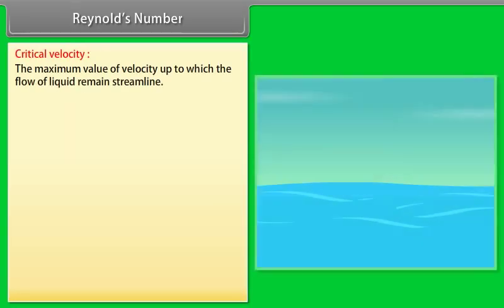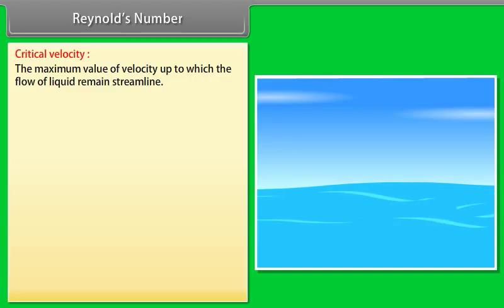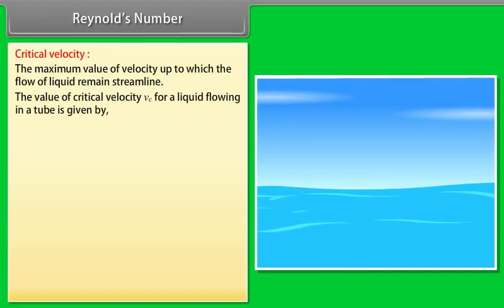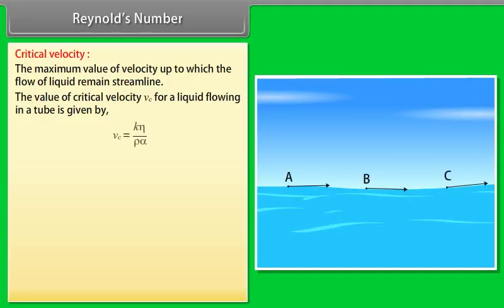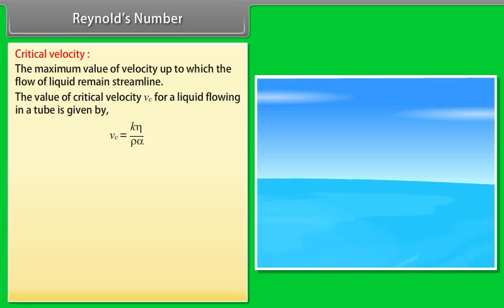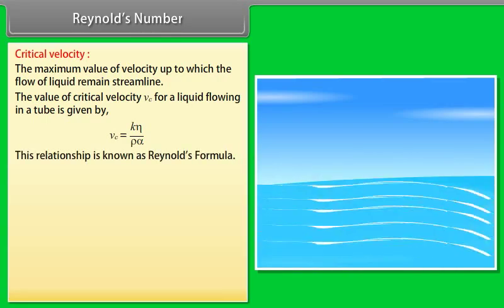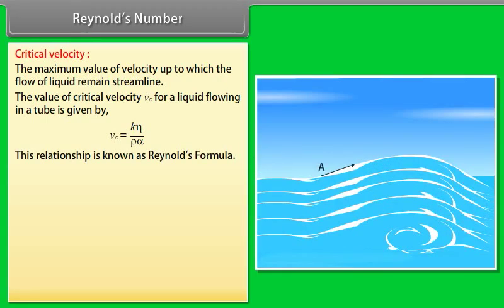Reynolds number. Critical velocity is the maximum value of velocity up to which the flow of liquid remains streamlined. The value of critical velocity Vc for a liquid flowing in a tube is equal to K eta upon rho a. This relationship is known as Reynolds formula.